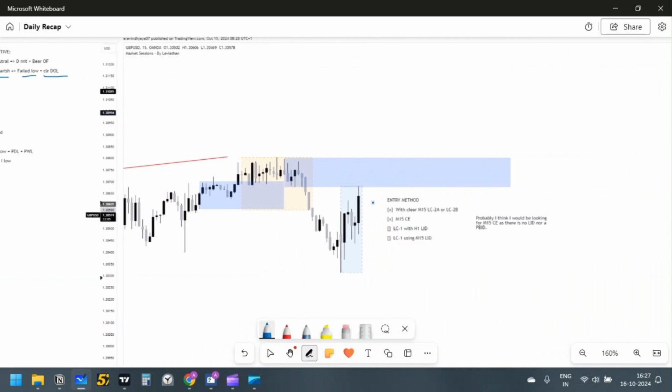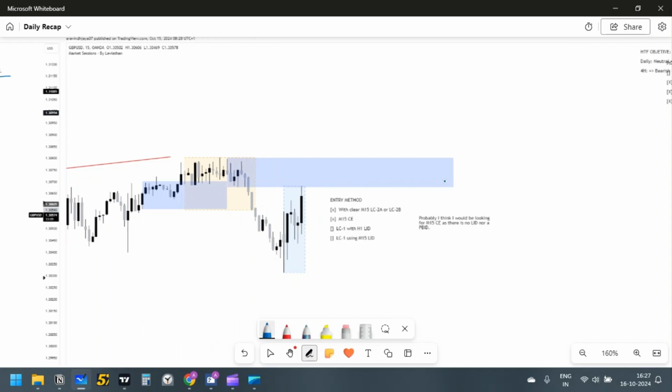So what is the entry method? There is no entry method other than ELC2A or M15 confirmation entry. For the confirmation entry, I need to see an M15 bearish chop, then I can use C1.8 to take the shorts from that level.